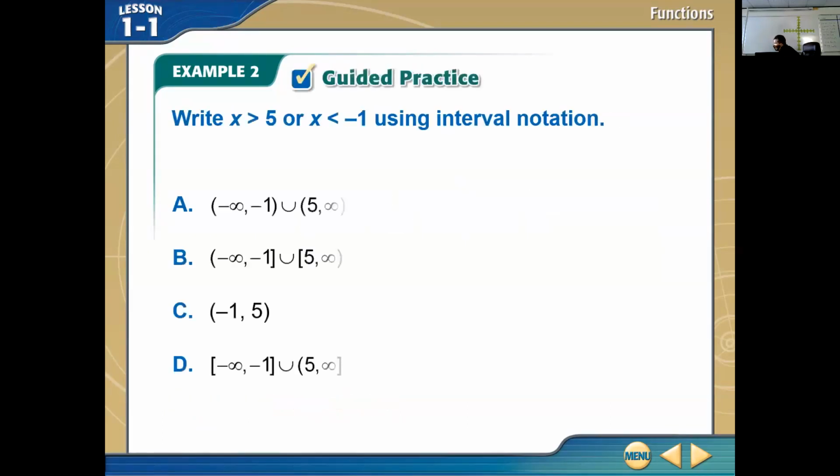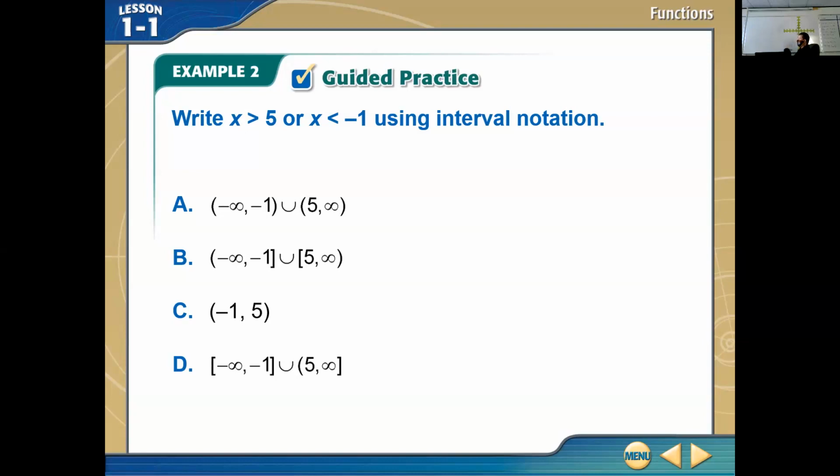Could also be described as an "and." So guided practice says write x is greater than 5 or x is less than -1 using interval notation. If we work from our bottom answers up, the answer D has a -infinity with a bracket to a -1 with a bracket, and the union with 5 not included all the way to positive infinity.